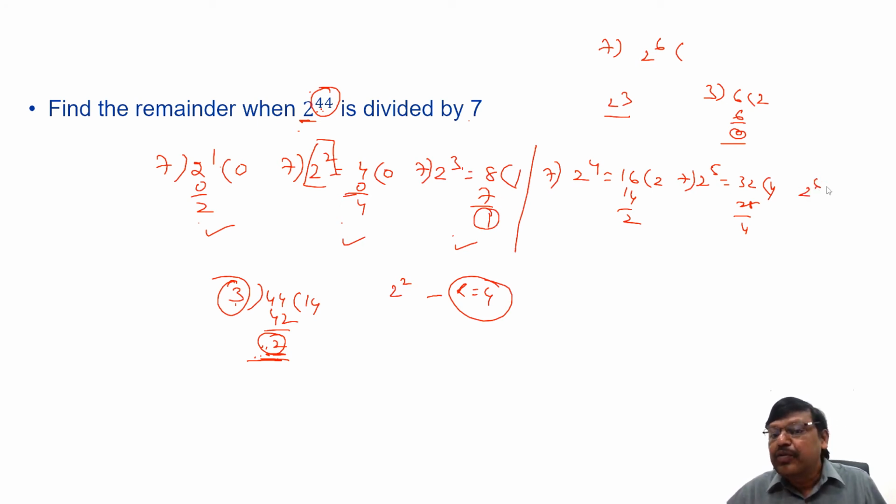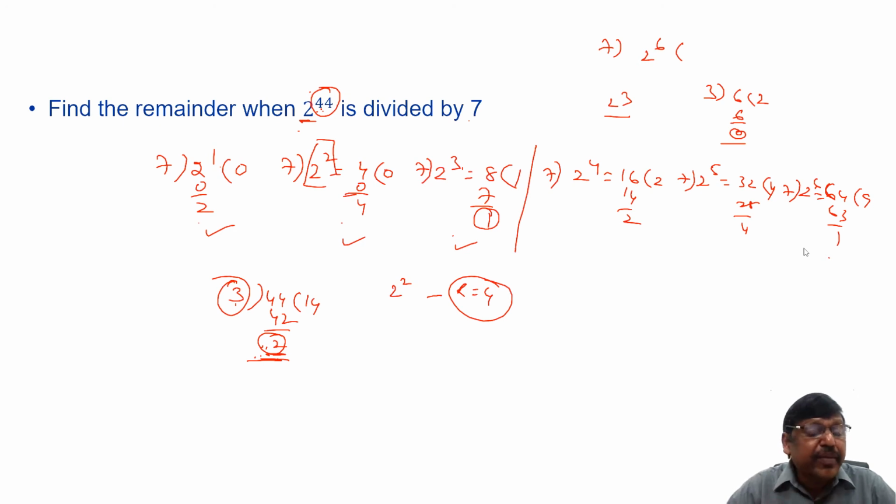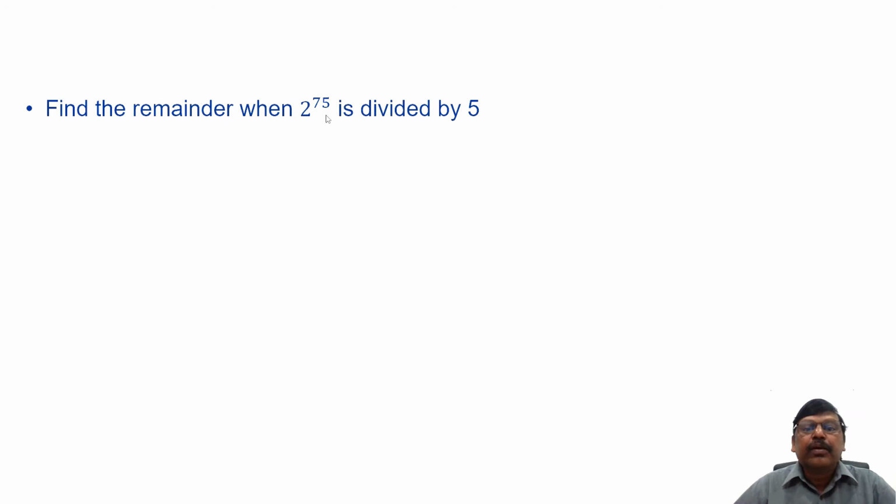You can check. 2 power 6 is 64, divided by 7, 7 nines are 63, remainder 1 or not? Yes. So this is what we can do if the remainder is 0. Let's take up one more example. Find the remainder when 2 power 75 is divided by 5.